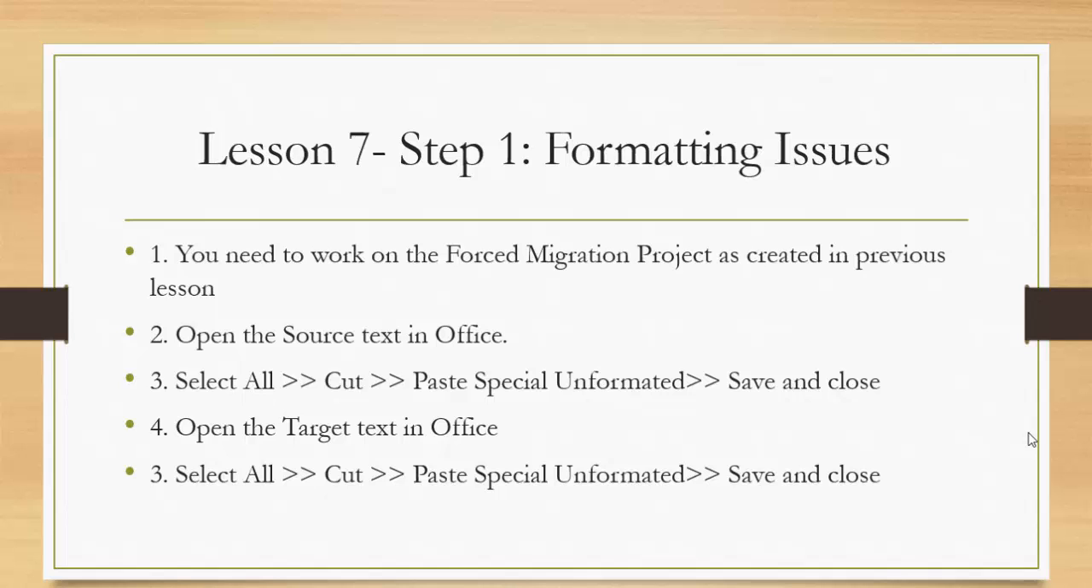Now, first of all, you have already made in lesson 6 and 5 a project which is called Forced Migration Project. We want you to open the source text in Office. So before you go to the MemoQ, we want you to open the source file and select all, cut, paste special, unformatted. We want you to unformat the whole text, then to save and to close. We'll explain this later on in the practical exercise. And do the same with the target text.